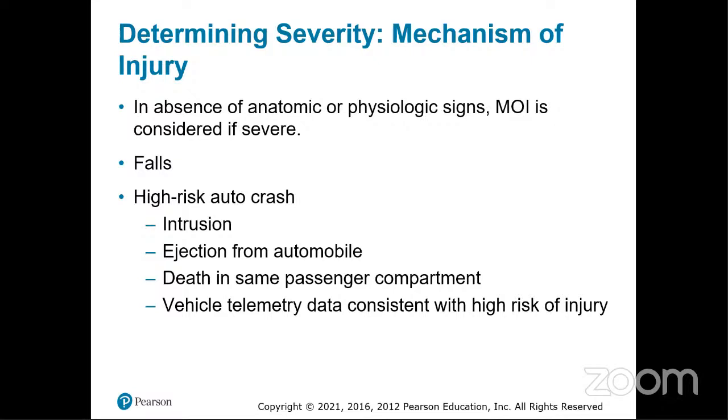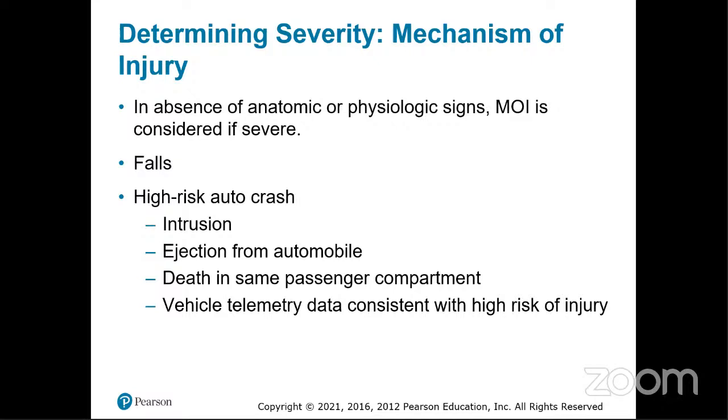High risk auto. So if we get an intrusion, you guys know what intrusion is. So if you look at the car and the door was supposed to be out here and now it's into the car, pushed into it, that's intrusion. So if we have an intrusion that's 12 inches or greater, that's considered a high risk or high mechanism injury.